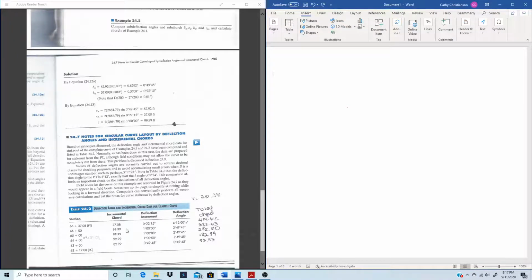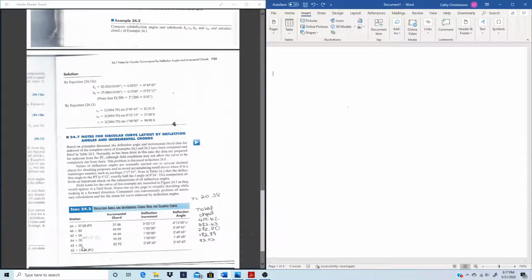So you want to set the curve table up just like it is down here. You want to start with your PC at the bottom. So you'd write your PC station, which is 62 plus 1708. And then the next station would be the next even, or next whole, station. So that would be 63, 64, 65, 66, and 66 plus 37. And then there is no calculation that's going to go on this bottom row.